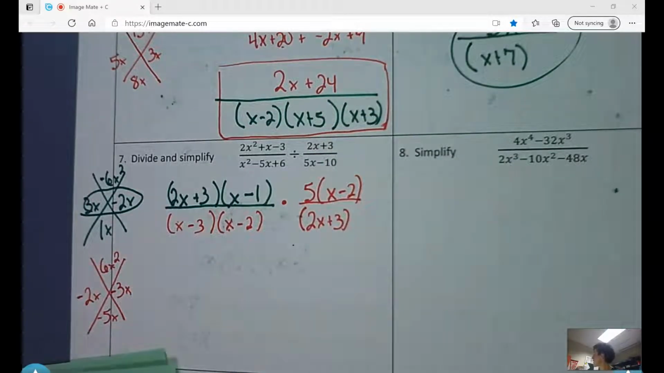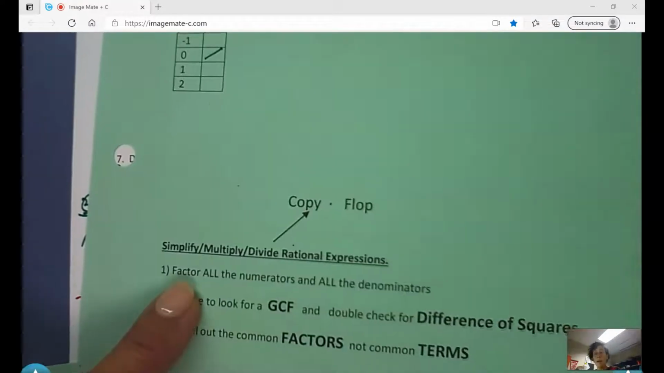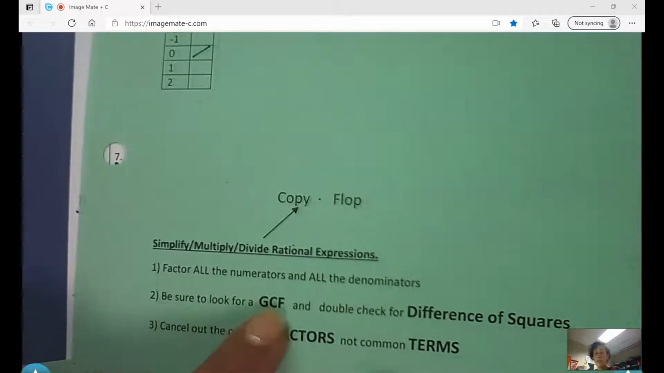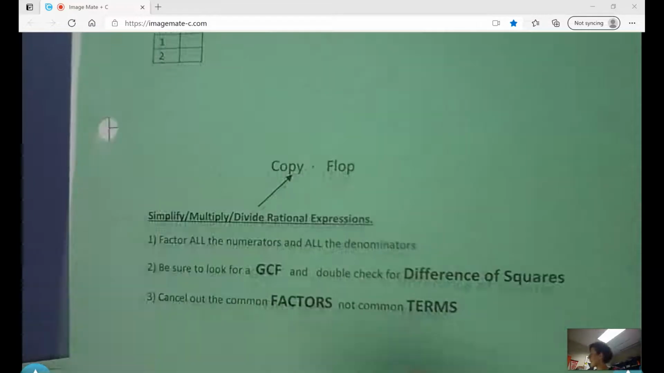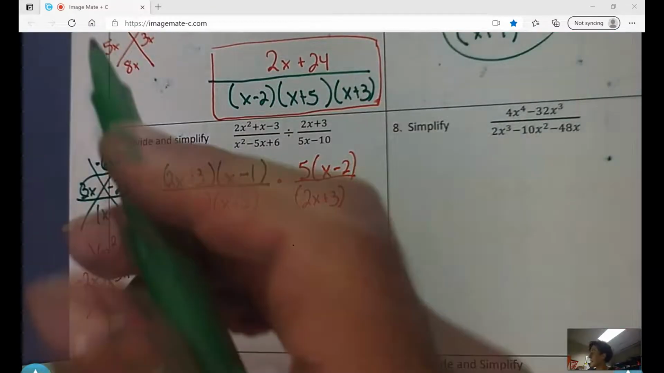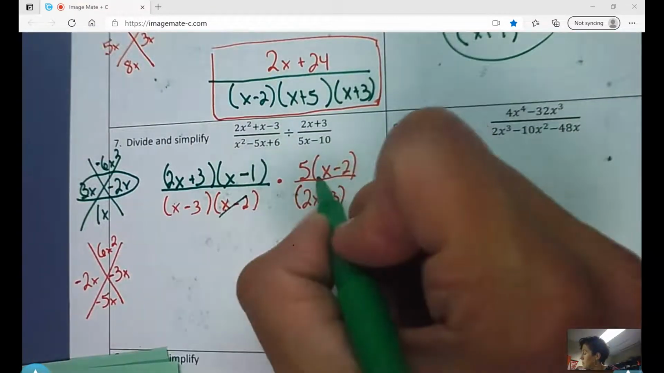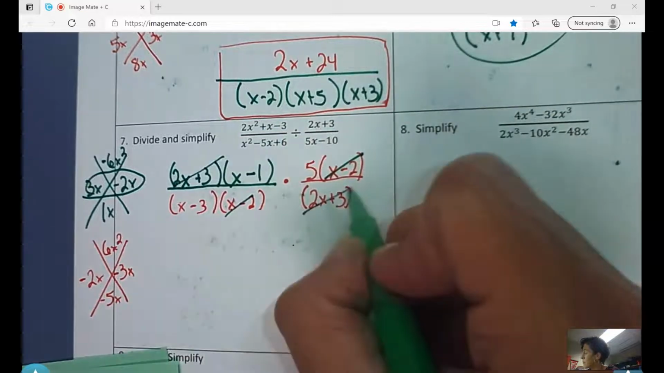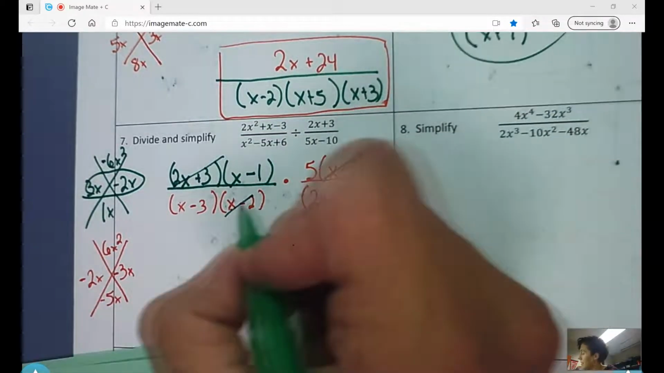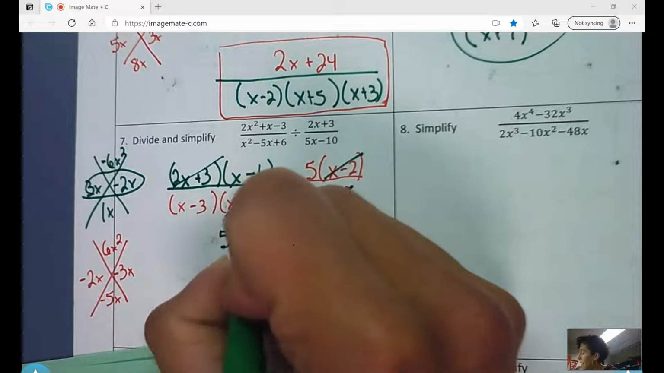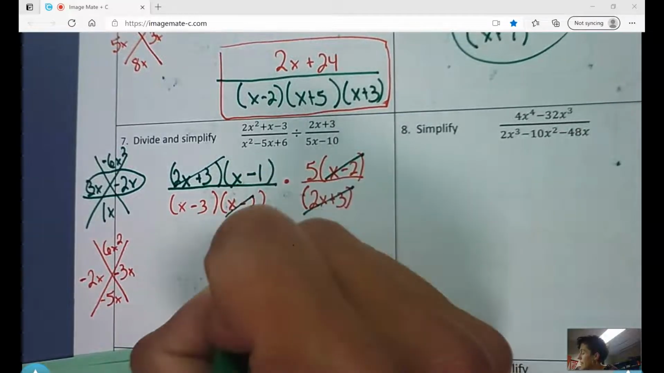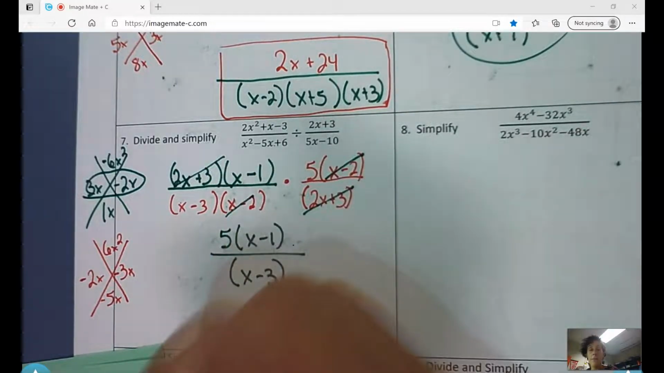So as the directions said, I factored all my numerators and denominators. I did look for GCF and difference of squares, and now we're going to cancel out the factors and not the terms. So x minus 2, 2x plus 3 is 2x plus 3, and then that's it. In the numerator, you'll be left with 5 and x minus 1, and in the denominator, you'll be left with x minus 3.